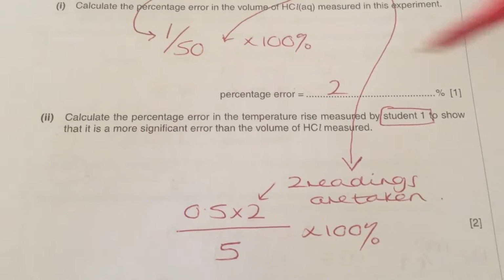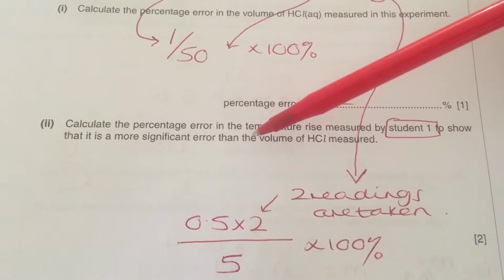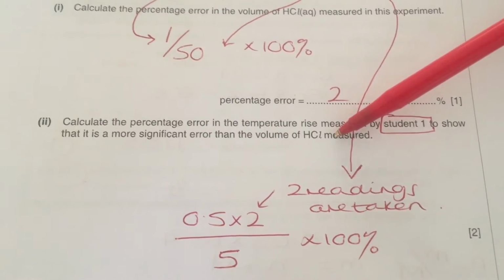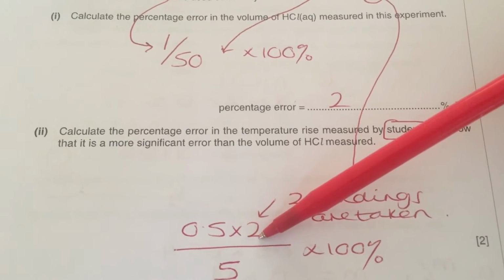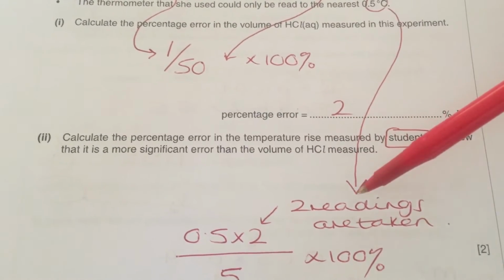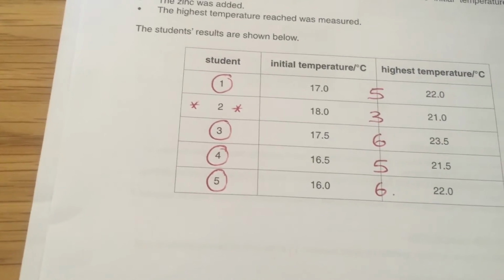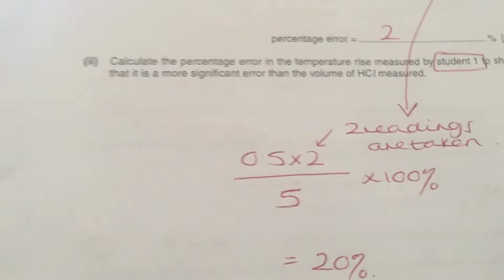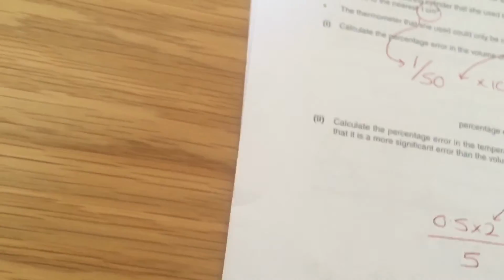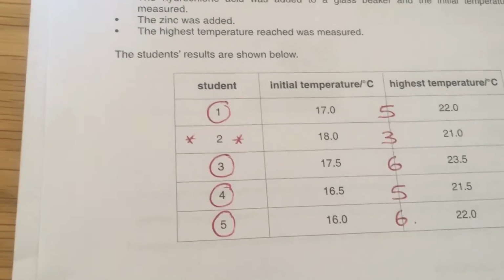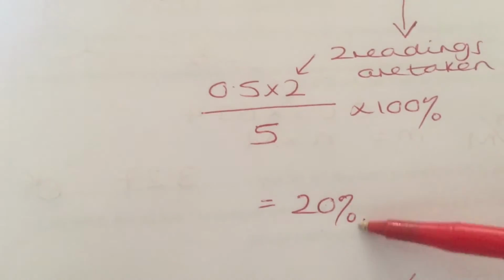The next question, calculate the percentage error in the temperature rise measured by student 1 to show that it's a more significant error than the volume that she measured. Now in this case we have got 0.5, which is our error from here, and we are multiplying it through by 2 because to calculate our temperature we had to take 2 readings. We had to take our beginning reading, 17, and our final reading, 22. And because we've taken 2 readings, our error is therefore doubled. We divide through by 5, which is the total temperature change that she calculated, and then we multiply it by 100 to turn it into a percentage, and this will give us an answer of 20%.